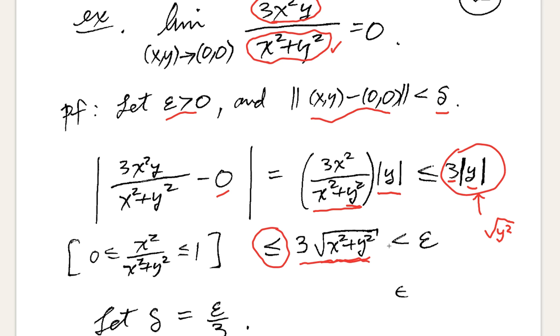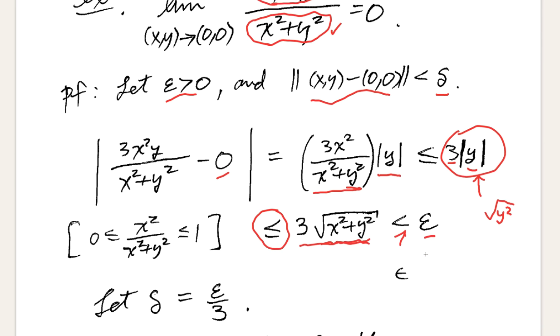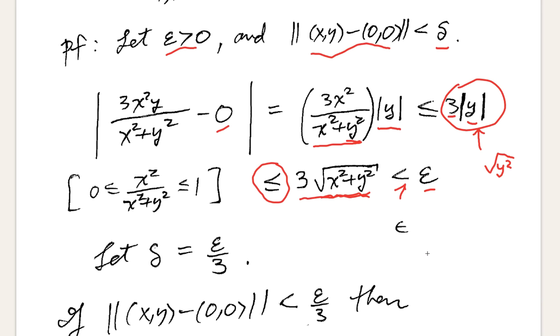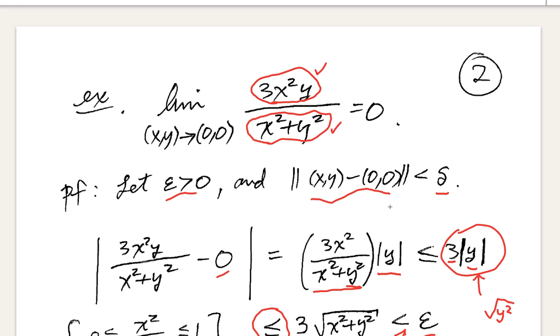Now, what do I want this to ultimately be? This is the absolute difference between my function and my supposed limit. I want that to be less than epsilon. So I'm going to make this thing less than epsilon right there, and let's see what happens here. What am I going to do here? Remember what I was talking about? This is actually the square root of x squared plus y squared. I should write that in there too.